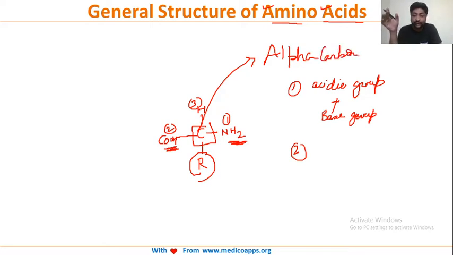General structure of amino acid: it has 3 groups which are the same for all amino acids, and the last group, this R, is what is variable and what makes one amino acid different from another.